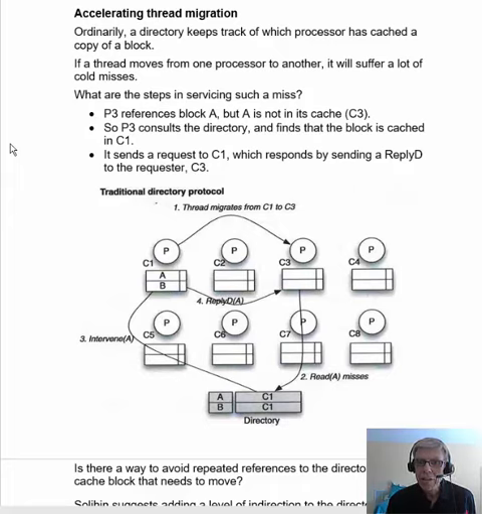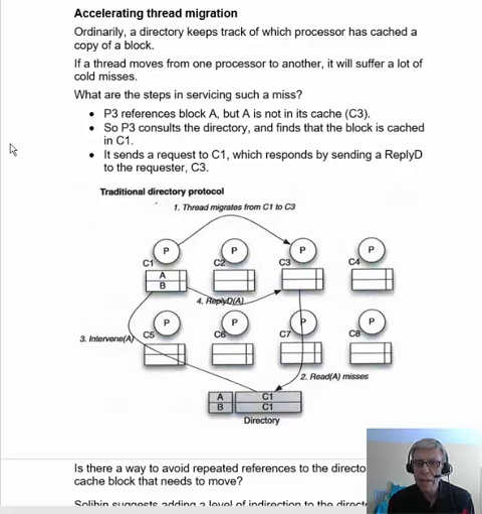The last issue we want to cover is accelerating thread migration, and this has to do with speeding up moving the blocks that are being accessed by a thread from one processor to another processor when the process moves. Ordinarily, a directory keeps track of which processor has cached a copy of the block, but if the thread moves to a different processor, it suffers lots of cold misses because those blocks have not been referenced by the processor that the thread has been moved to.